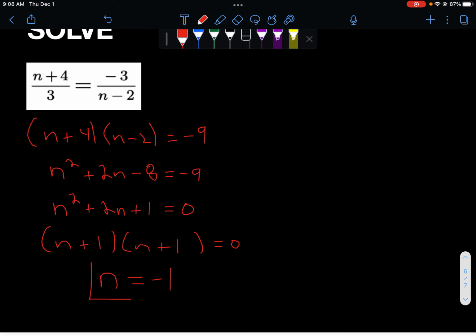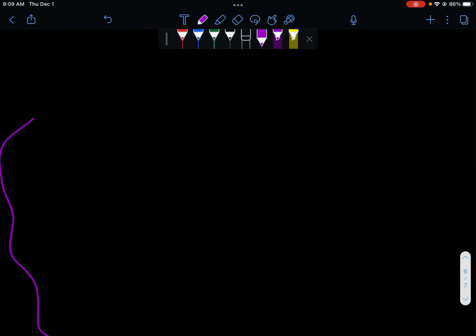Here we have another example without an extraneous solution, which I don't think is very fair. We better do one that has an extraneous solution. So if you'll bear with me here, I want a little bit more. Consider negative 3 over x equals x minus 3 over 2x. Consider this proportion right here.